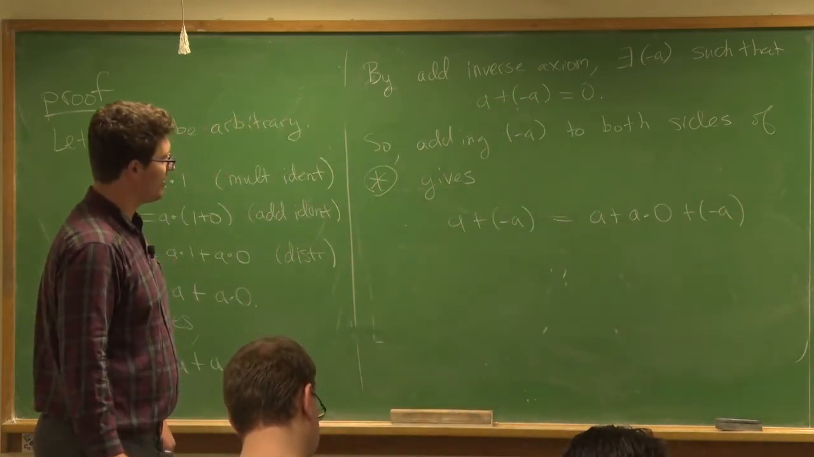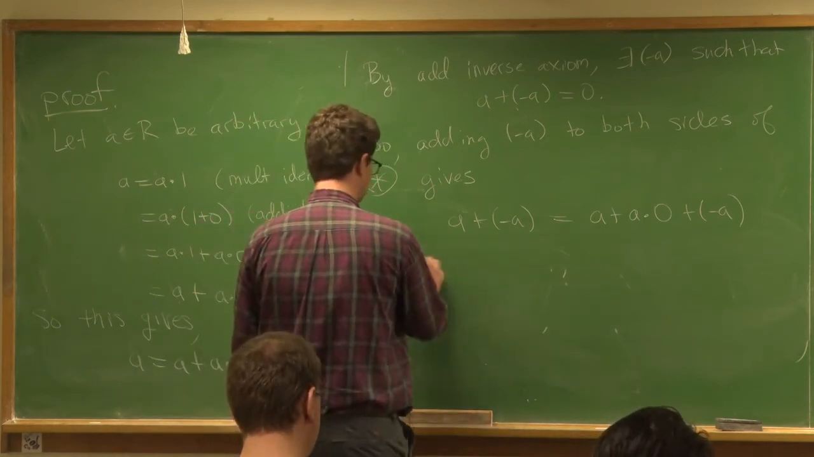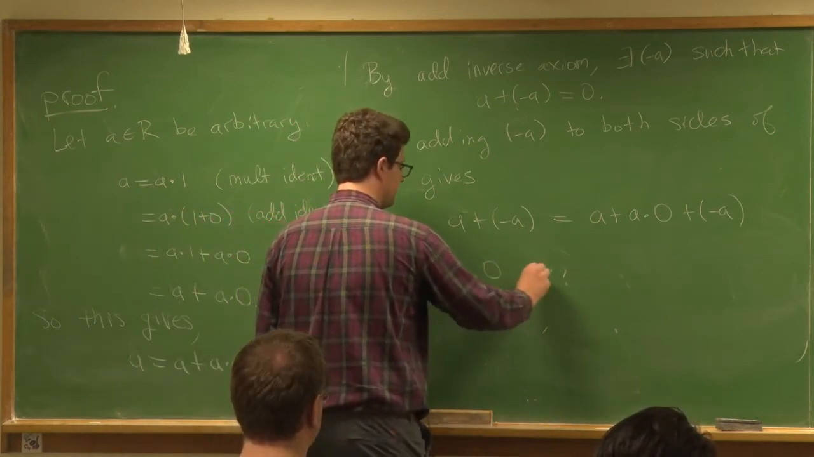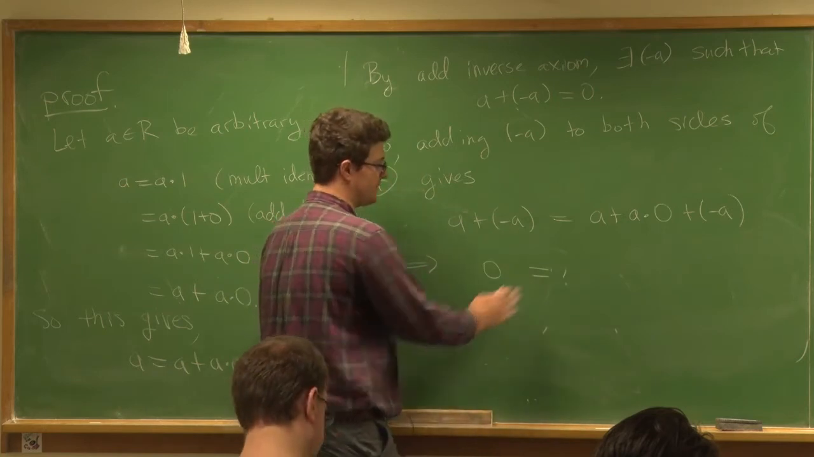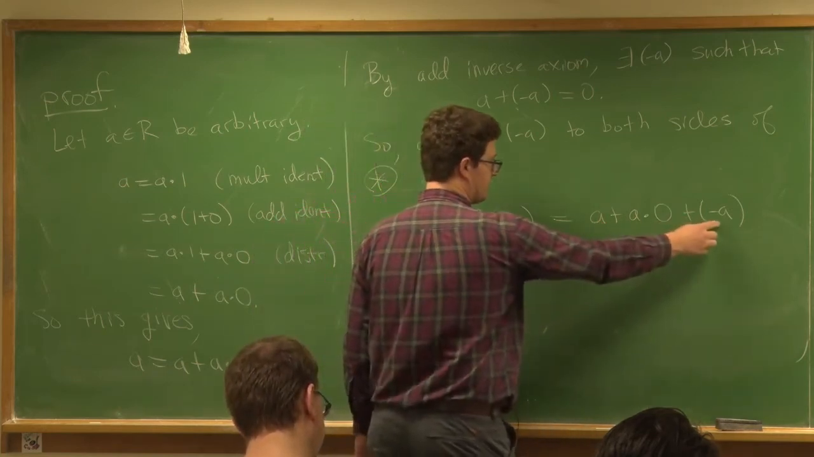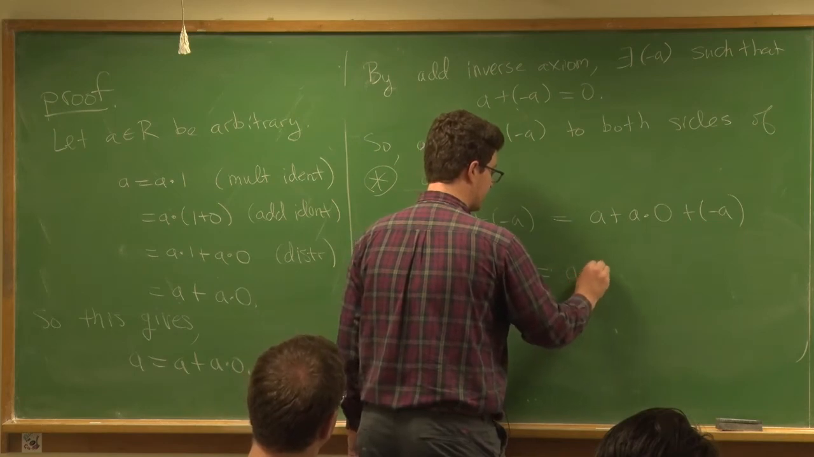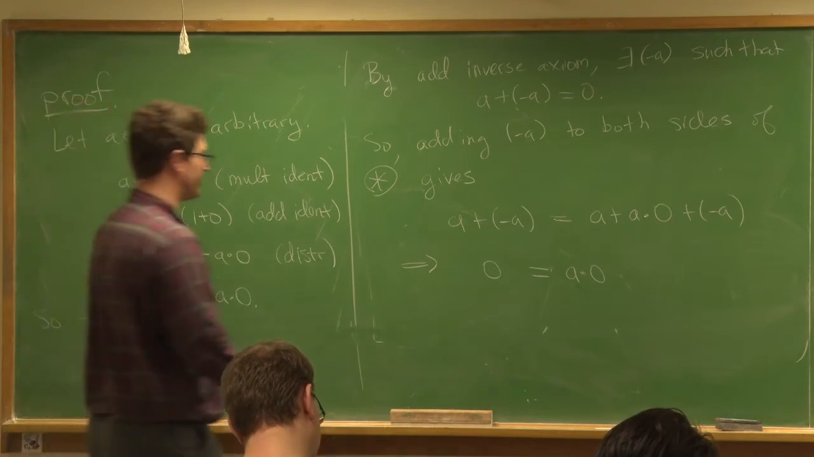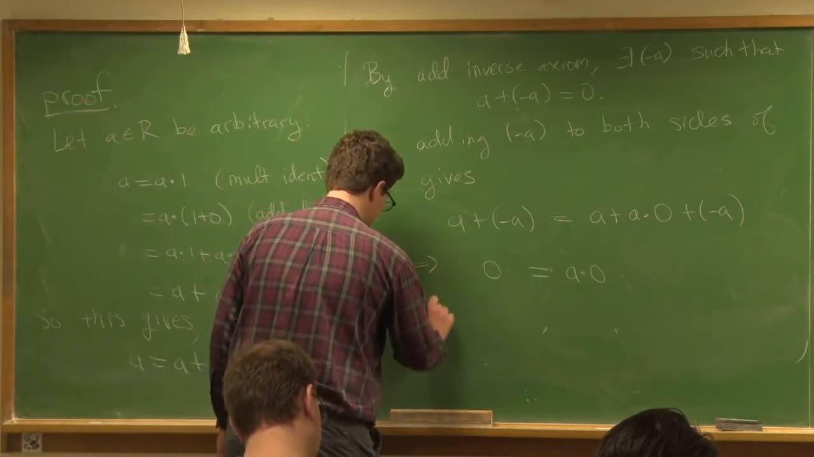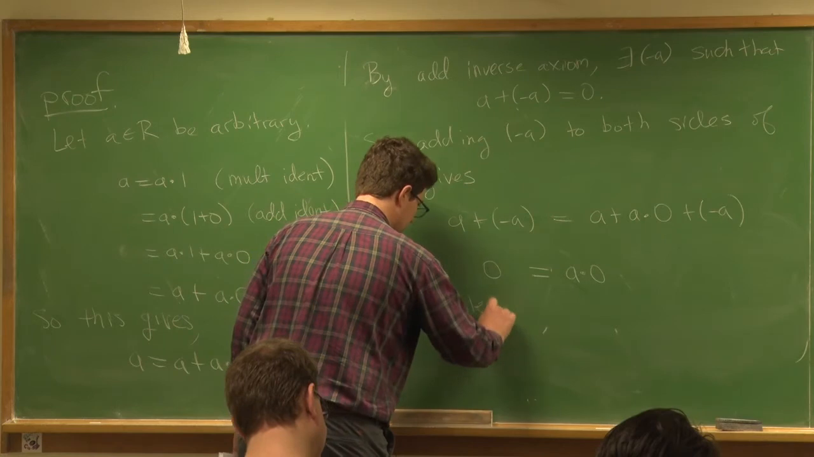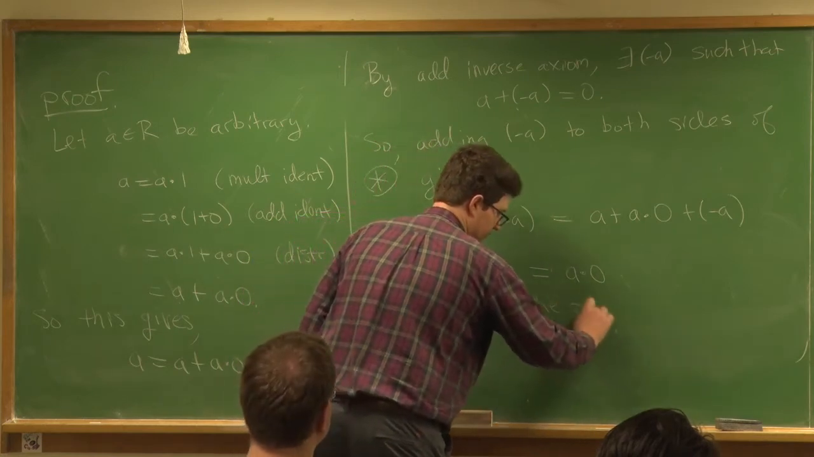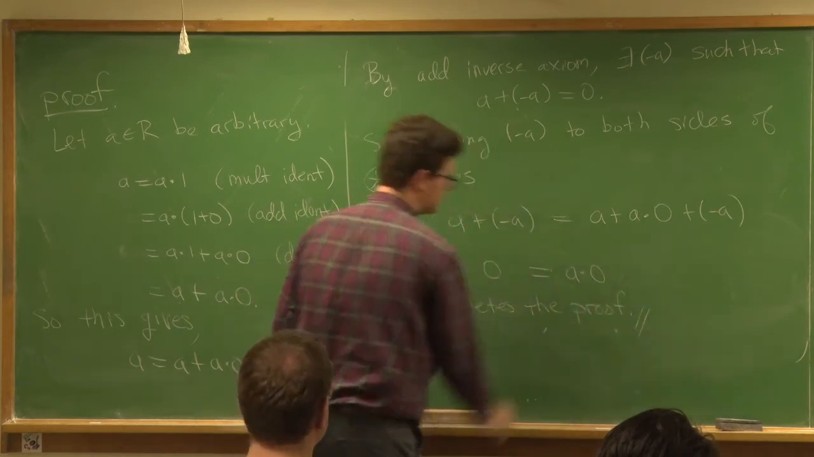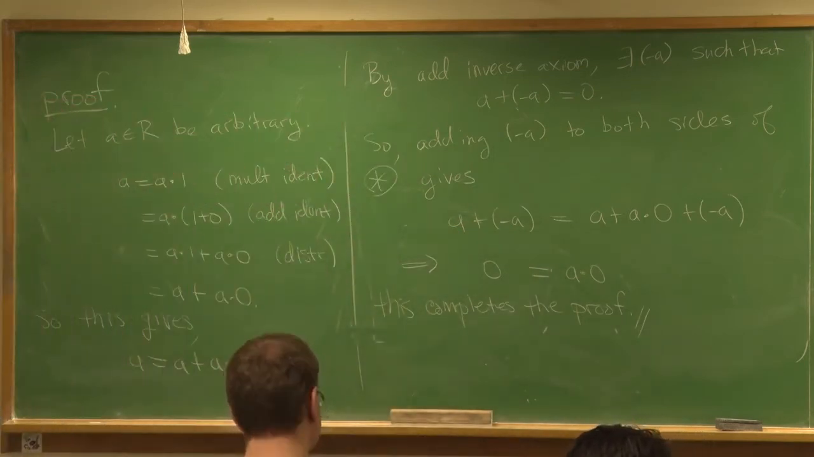And so this line on the left is the same thing as 0. And on the right, this one plus this one is 0, and this is A times 0. Okay, and this finishes the proof. So we showed that 0 is equal to A times 0, just by manipulating the axioms. Does that make sense?